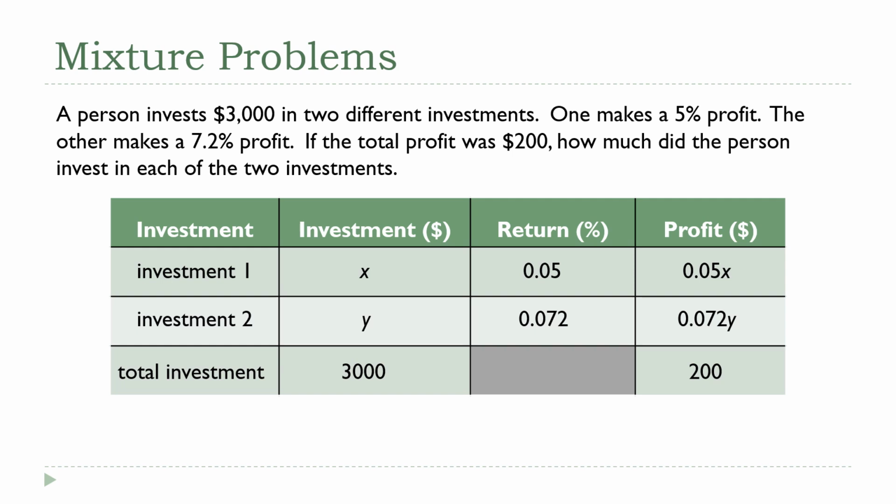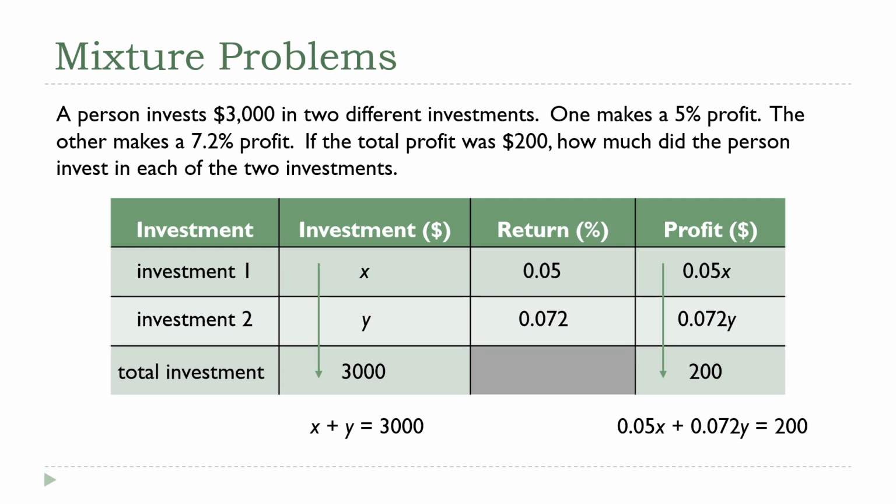Okay, so how are we going to get our equations? Well, I'm going to add down the columns. If I take the two individual investments and add them up, that has to equal the total investment. X plus Y is equal to 3,000. Same thing with the profit dollars. The individual profits have to add up to the total profit. So that gives me my second equation: 0.05x plus 0.072y is equal to 200. Okay, great. Two equations, two variables. They're both linear equations. We have some tools we can use to solve this.